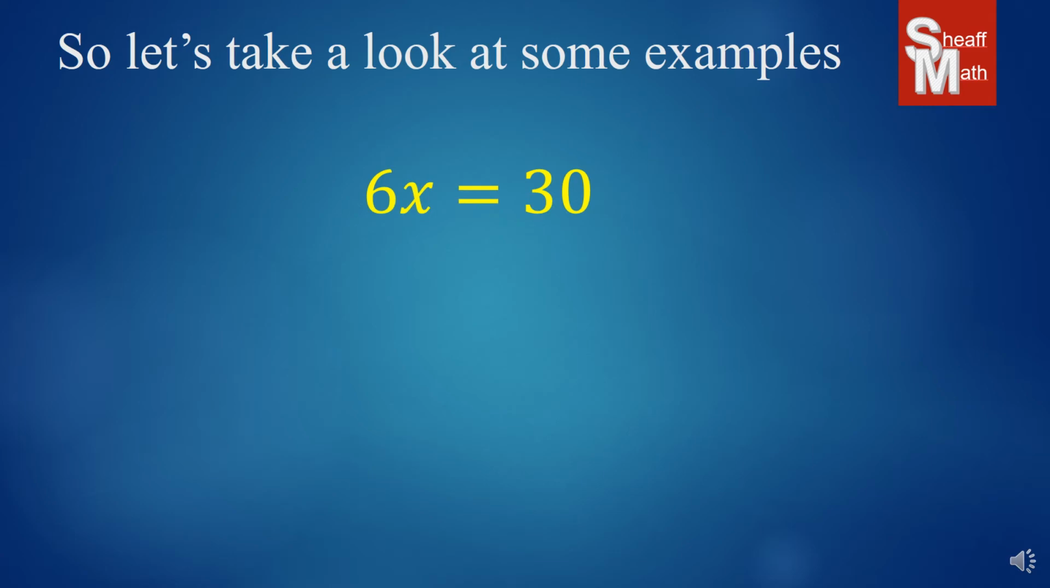Here's another one. 6 is multiplying by x this time, so we are going to undo it by dividing 6 on both sides, and that 6 cancels, and so we're left with x equals 5.